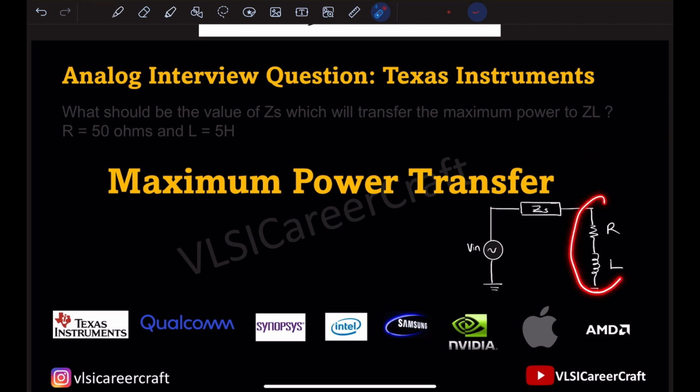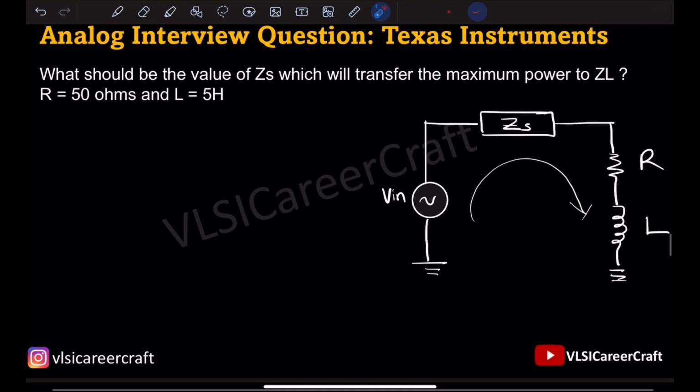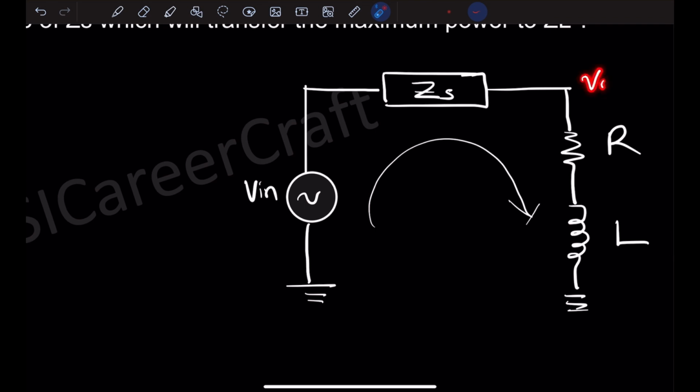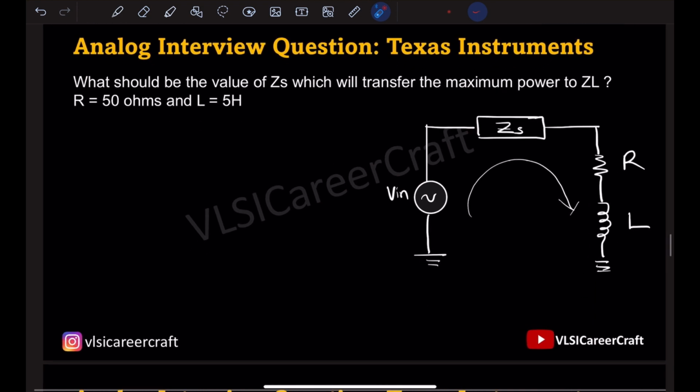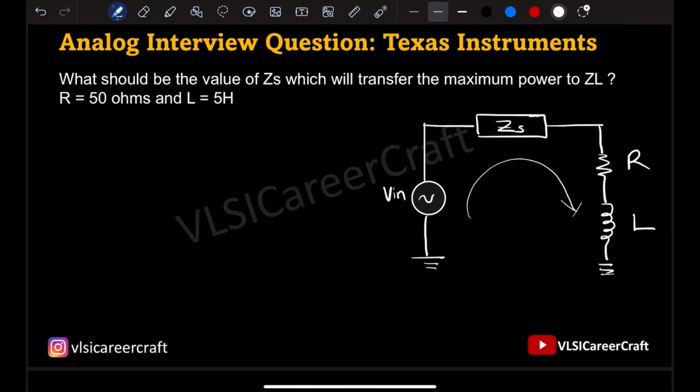But here, since the load impedance is a reactive one, we need to solve this with a slight tweak. Firstly, find out the V out equation at the output node. V out is equal to V in into Z load by ZS plus Z load.